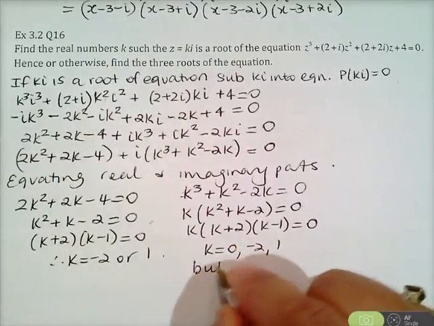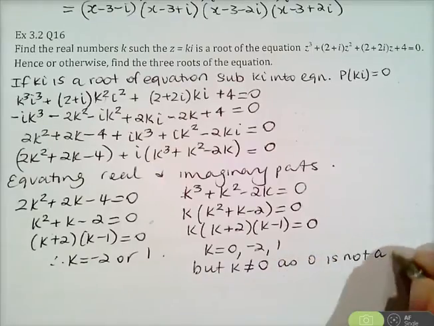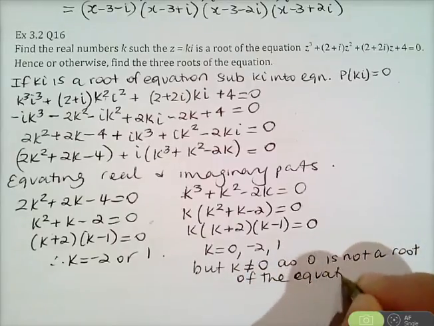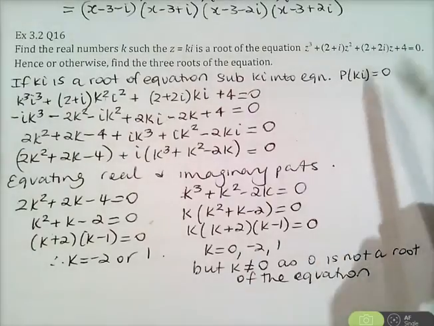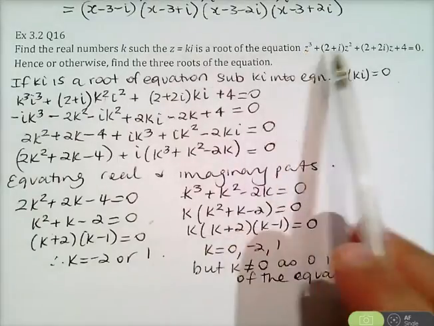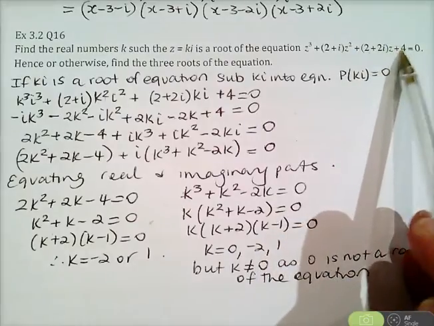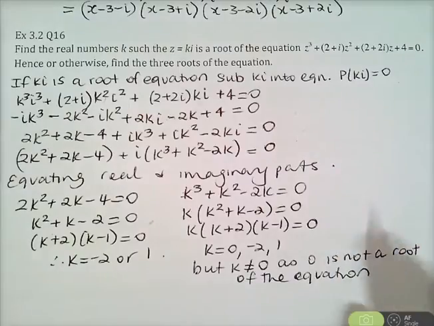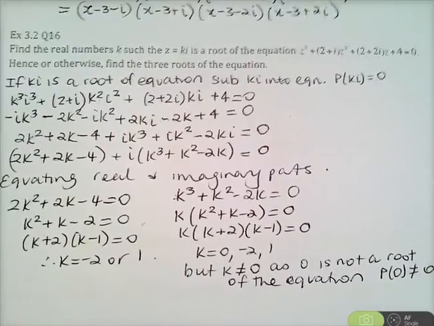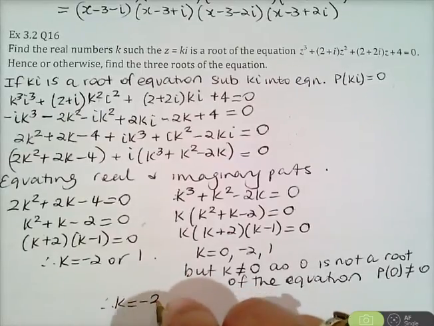Now, but k cannot equal 0 as 0 is not a root of the equation. Because if we have a look at the original equation and put 0 in here, you'll get 0 plus 0 plus 0 plus 4, that does not equal 0. That is because p of 0 does not equal 0. So therefore, k equals negative 2 or 1.